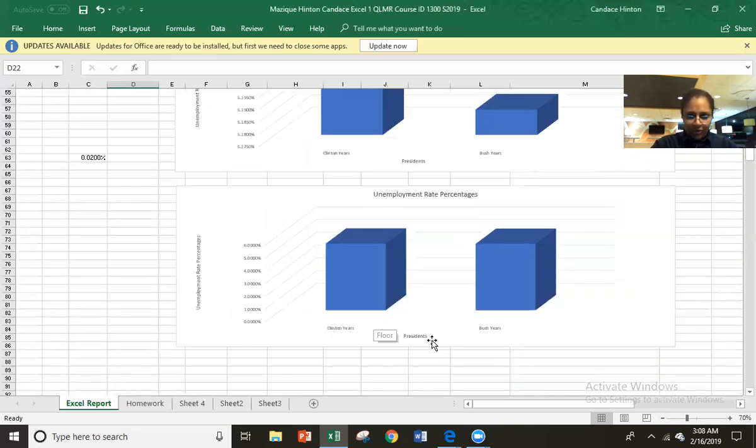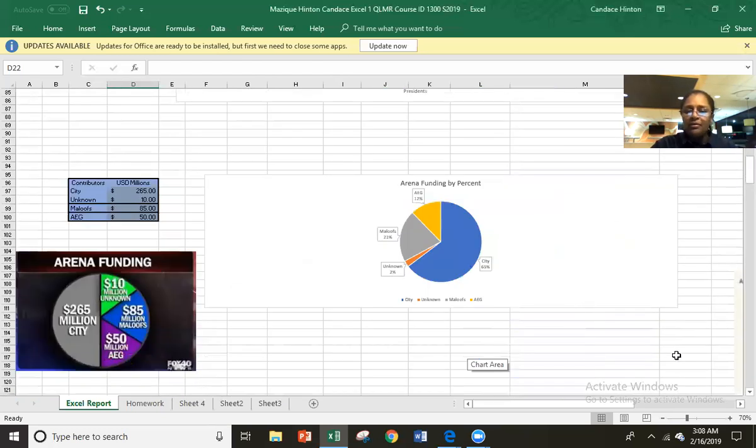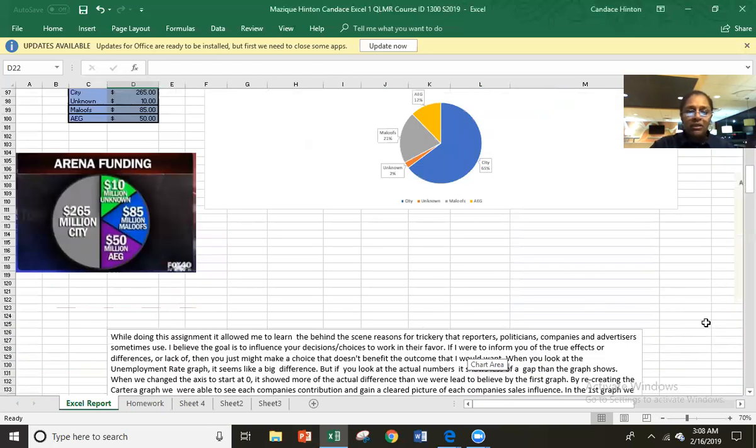But as you look at the second, it tells us that the gap was a little bit closer than what we're led to believe. While doing this assignment, it allowed me to learn the behind-the-scenes reasons for trickery that reporters, politicians, companies, and advertisers sometimes use. I believe the goal is to influence your decisions or choices to work in their favor. If I were to inform you of the true effects of differences or lack of, then you just might make a choice that doesn't benefit the outcome that I would want.